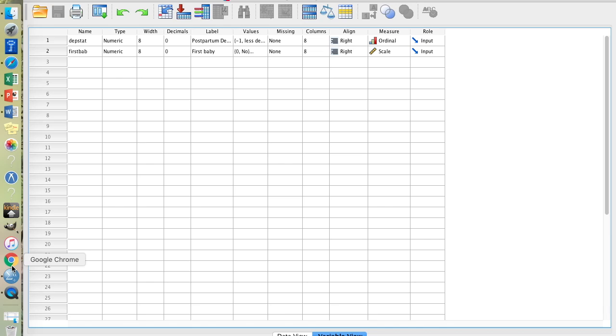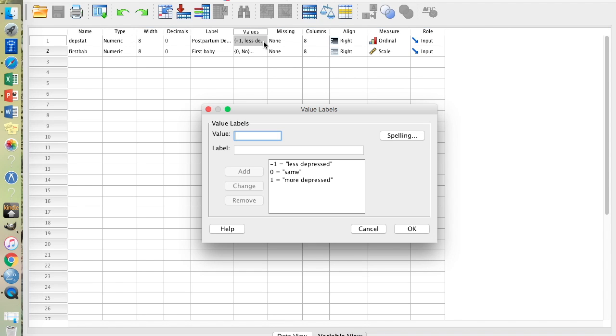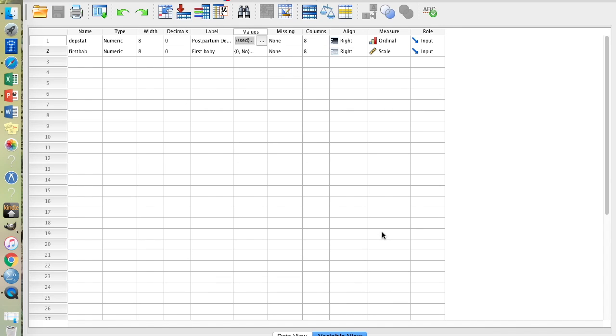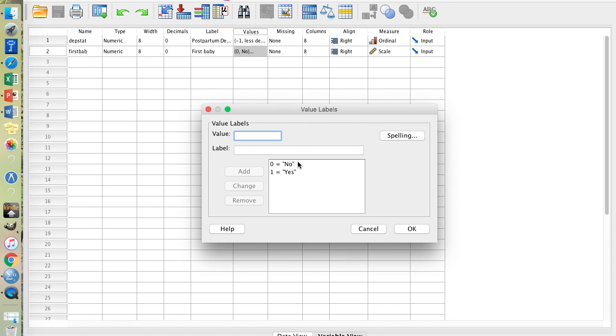Okay, so here is our SPSS data file. The first variable that we have here is depression status. And if we click on values, you can see we have less depressed, the same, or more depressed. The second variable that we have is whether or not this is your first baby. No for those who have had a child before, and yes for those who have not. They are a first-time mother.